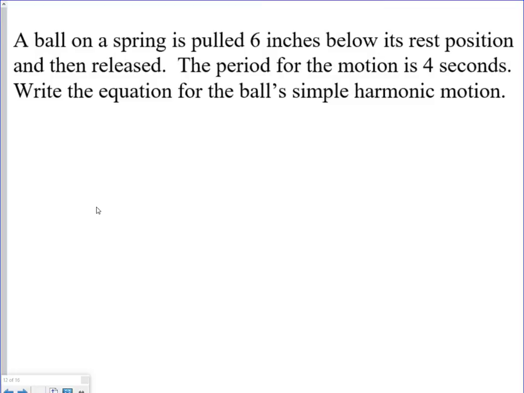Period is 2 pi over omega. So in this case, what does 2 pi over omega equal? Solve that equation for omega. Oh, so then it has to be 1/2 pi, right? Because you get rid of the pi. So you're starting at 6 below, because you flip it. Yeah, so it's going down.